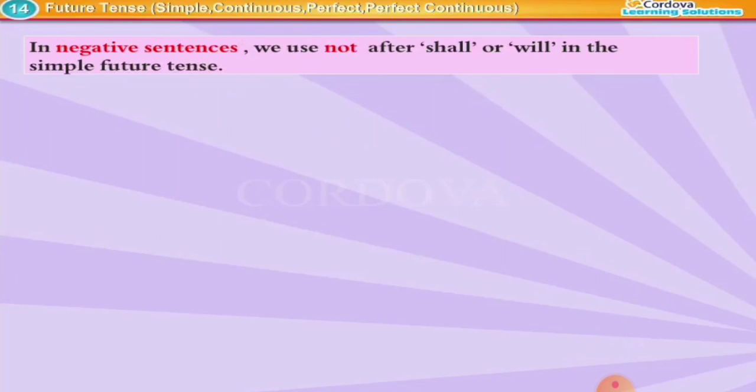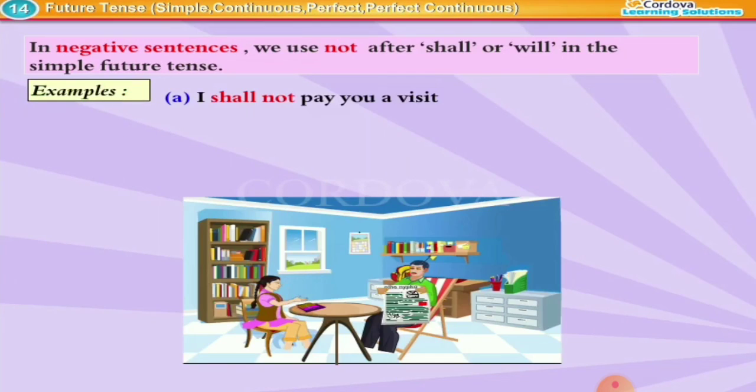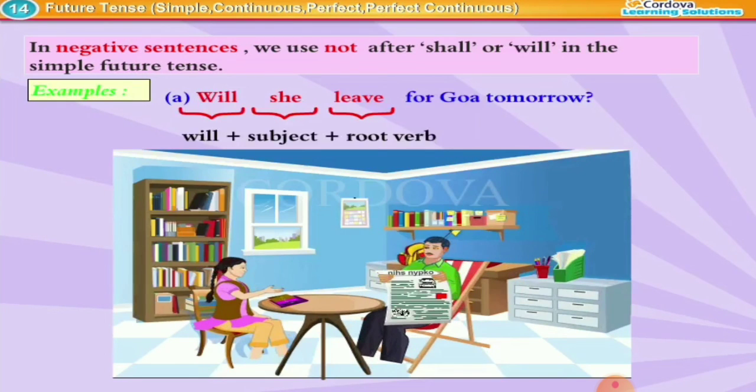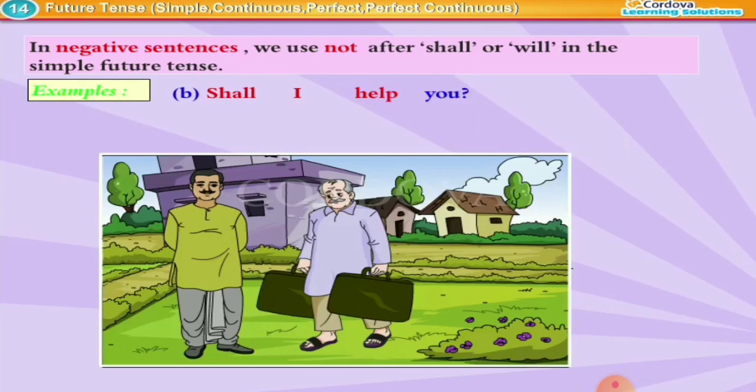In negative sentences, we use not after shall or will in the simple future tense. Examples: I shall not pay you a visit. Will she leave for Goa tomorrow? Will plus subject plus root verb.